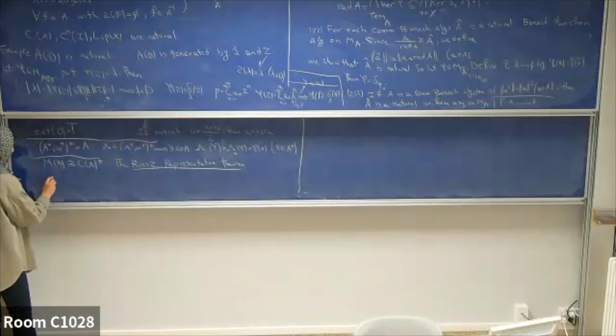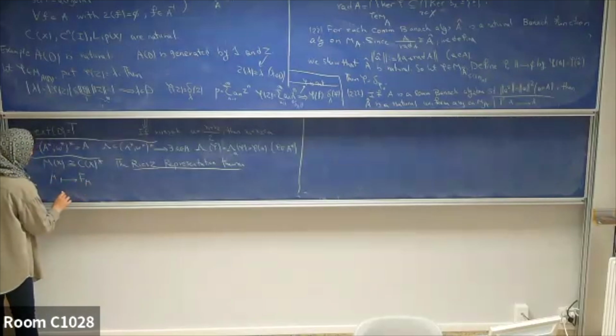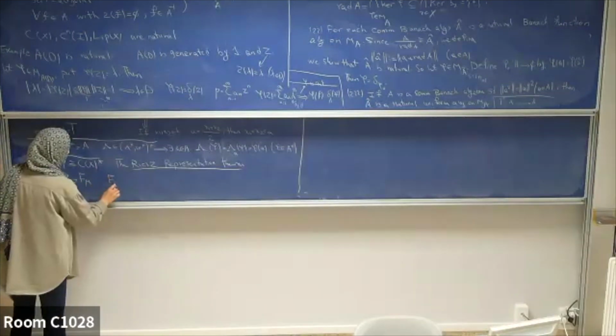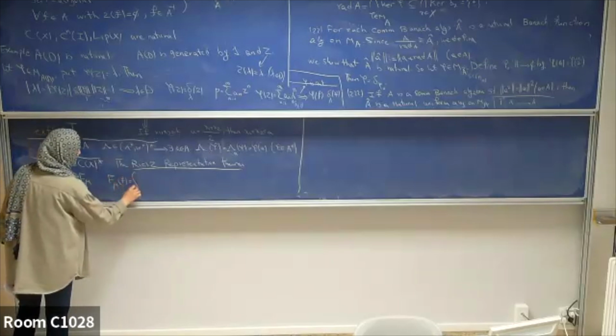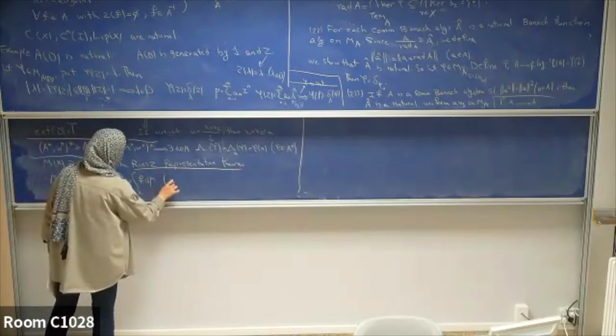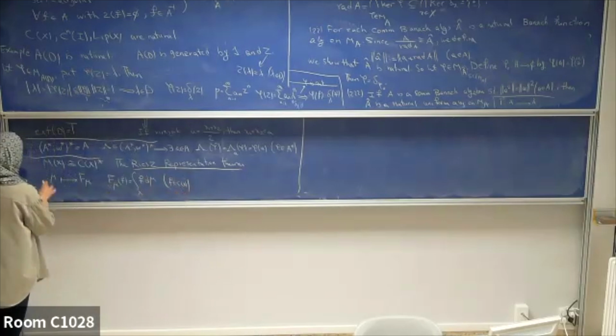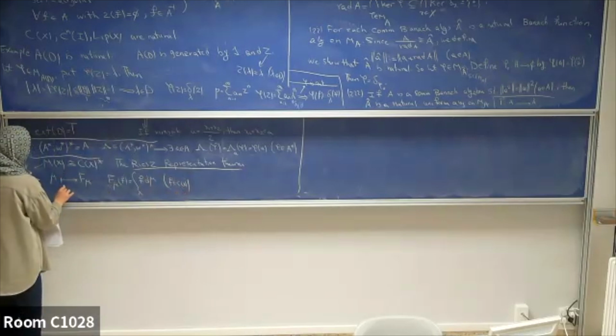And the relation is this: if mu is given here, we can define f mu like this, such that f mu for each f is just an integral of f d mu over x, for each f in C of x. And the norm of mu here is the total variation of mu. And this is an isometric isomorphism.